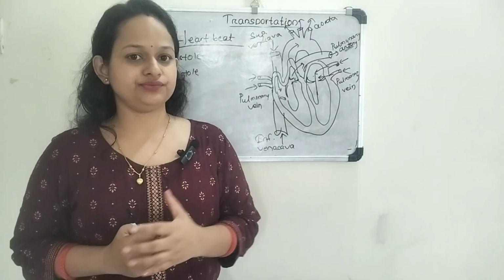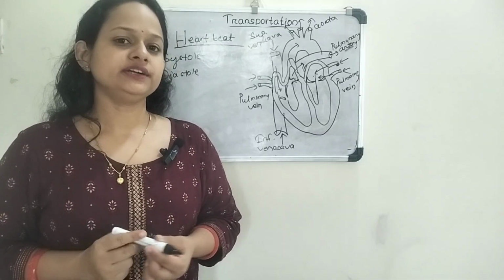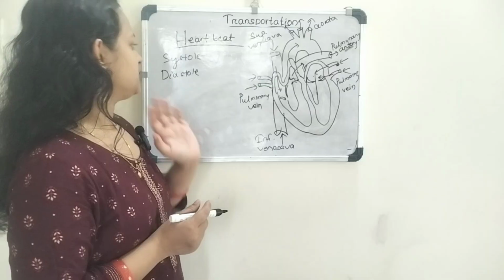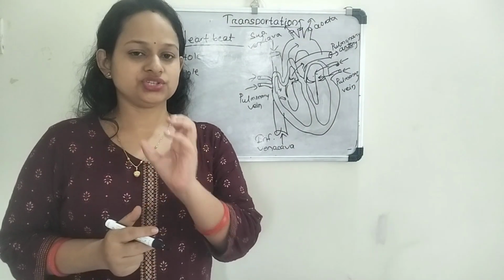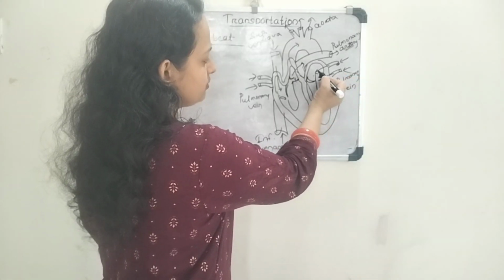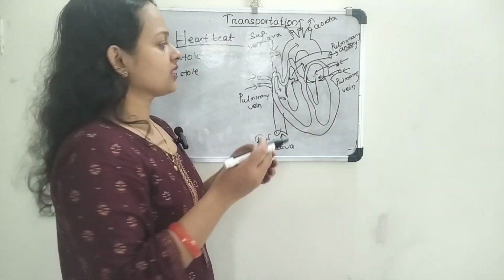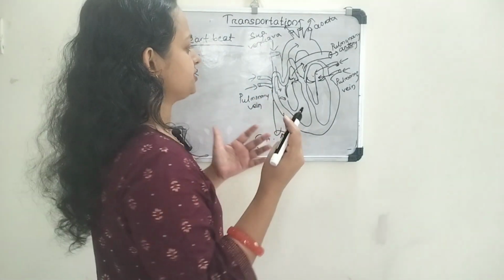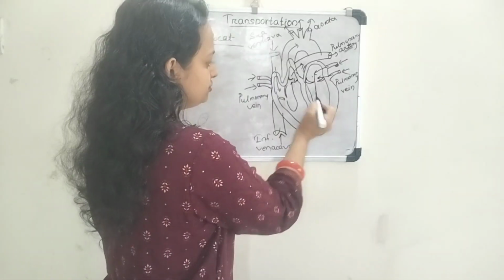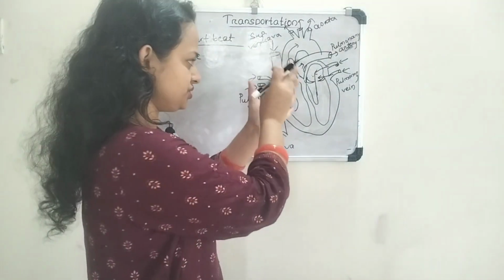So then come to the heartbeat. It is the rhythmic contraction and relaxation of our heart, and the contraction phase is known as systole and the relaxation phase is known as diastole. So in the systole phase, when the pulmonary vein brings the oxygenated blood to the left atrium, it gets relaxed, and when it flows its blood to the left ventricle, the ventricle contracts, and this phase is known as systole.